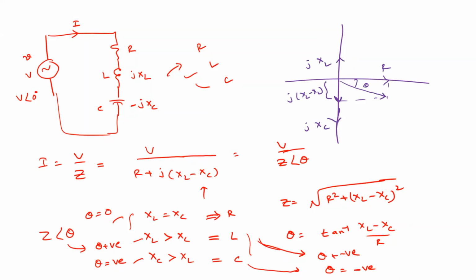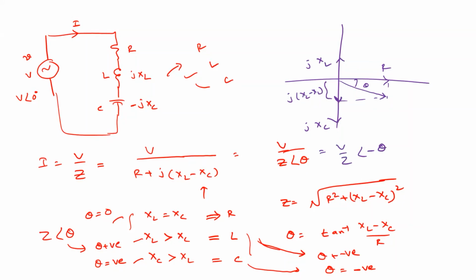Is it clear? Depending on the values of L and C, the overall circuit is either resistive, inductive, or capacitive. This is how we represent theta. Based on that, we have V by Z at an angle minus theta. It need not necessarily be minus theta. It may be positive, which means the current is leading.